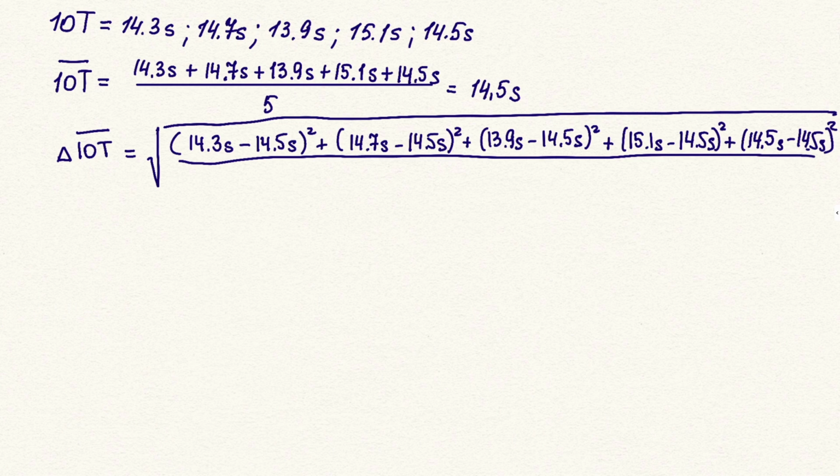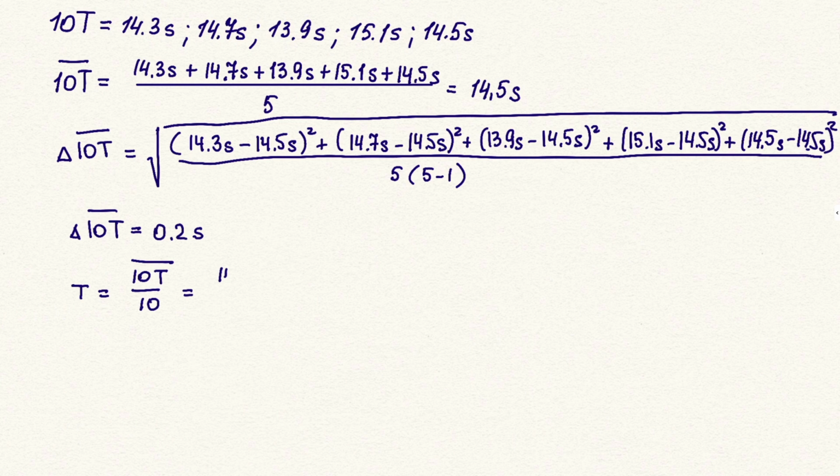And then I will divide by the number of measurements, which is 5, and multiply by 5 minus 1. And we get an uncertainty in 10t average equals 0.2 seconds. So now we found an average in 10 periods. So let's find the value of one period, and this is very simple. We will just take our average in 10 periods and divide it by 10.